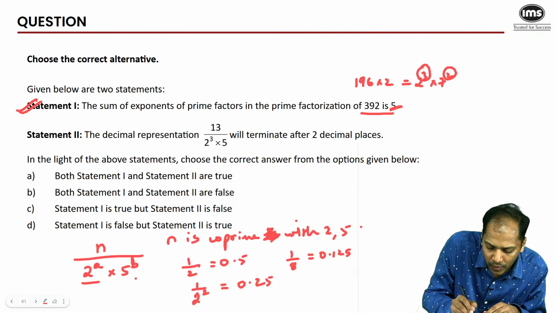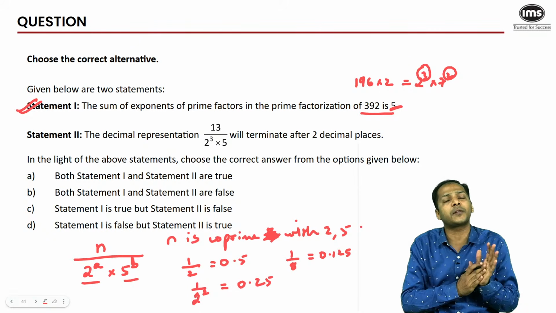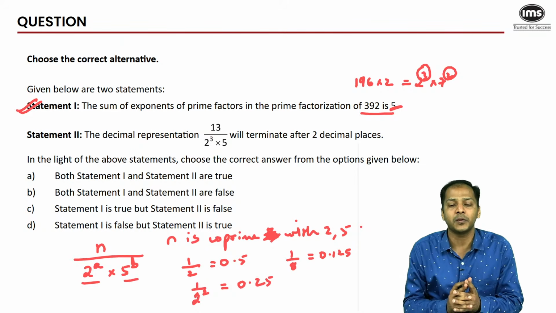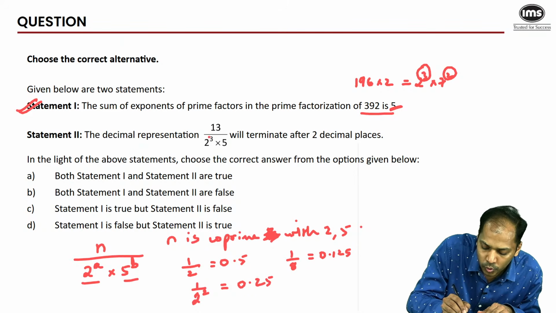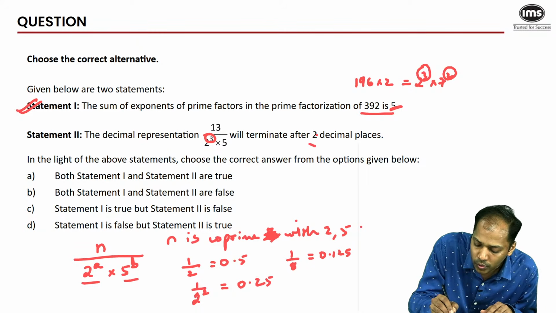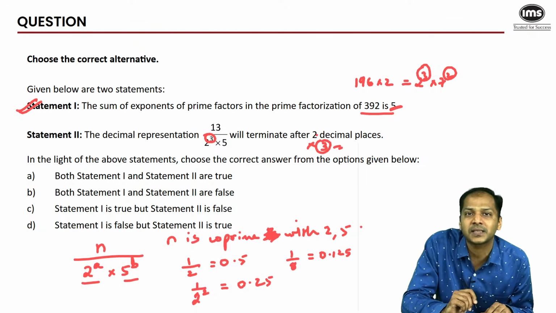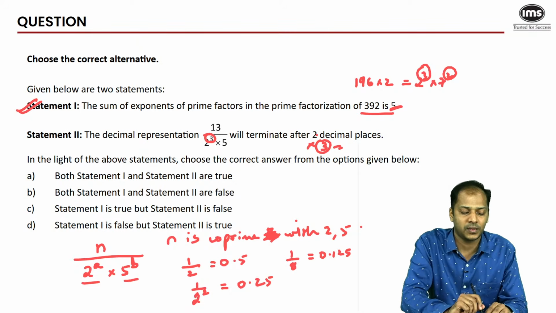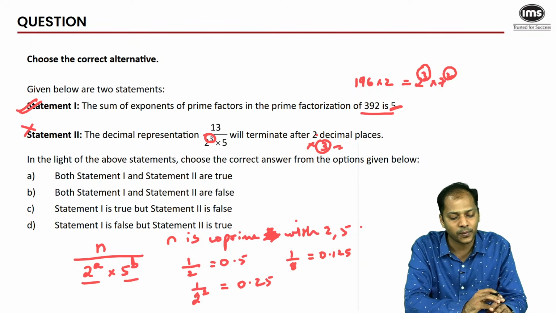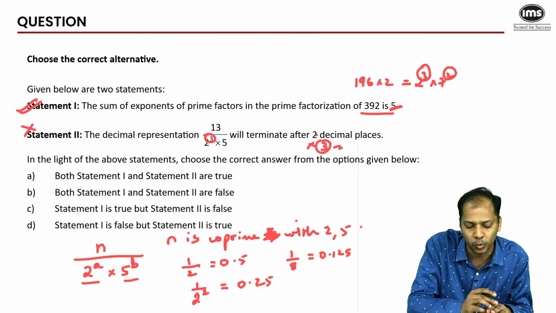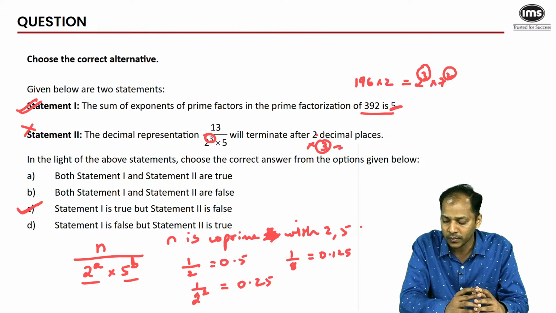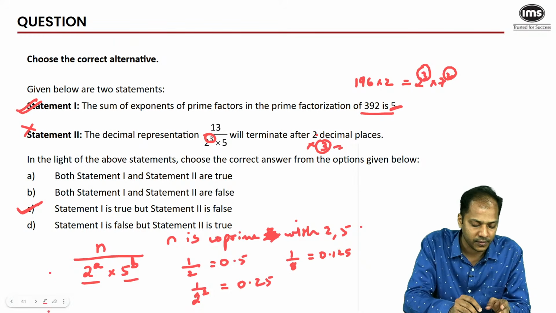So when you have 2 raised to the power a and 5 raised to the power b, only 2's and 5's in the denominator, whichever power is higher, those many places after the decimal there would be. So you don't need to do the calculation. Looking at this, I could easily say this will have not 2 but 3 places after the decimal. Therefore statement 2 is incorrect. Statement 1 is true, but statement 2 is false. The correct answer to this question should be option C. Okay, right. So let's go ahead.